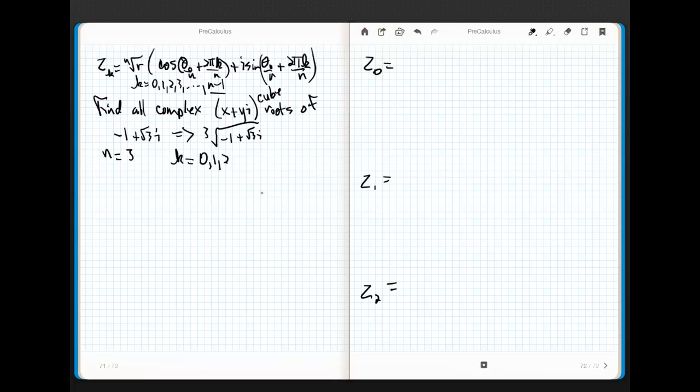Okay, so now what do we do? We take a real big deep breath here. By the way, I'm going to show you what happens if you screw up and you put 3 in there or go up to 4. What happens is you get a repetition of roots.